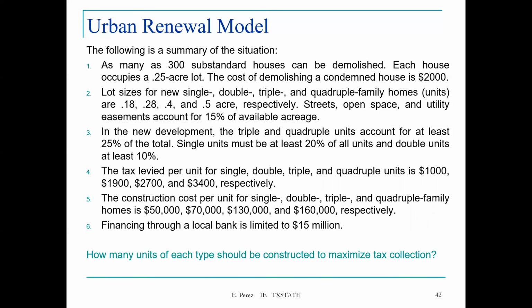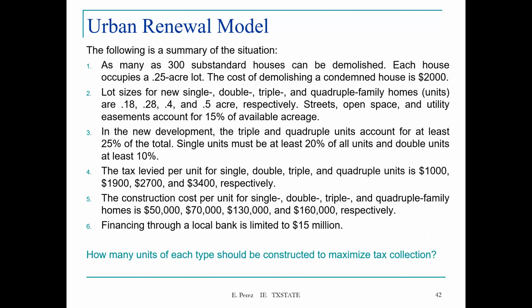In the new development, the triple and quadruple units accounts for at least 25% of the total. Single units must be at least 20% of all units, and double units must be at least 10%. So those are constraints for our problem. The tax levied per unit for single, double, triple, and quadruple units is $1,000, $1,900, $2,700, and $3,400, respectively. So that's kind of an income that you will get.